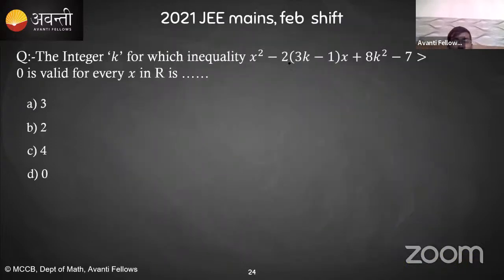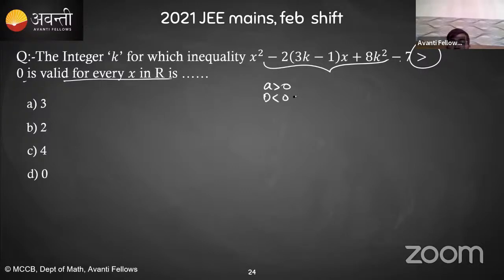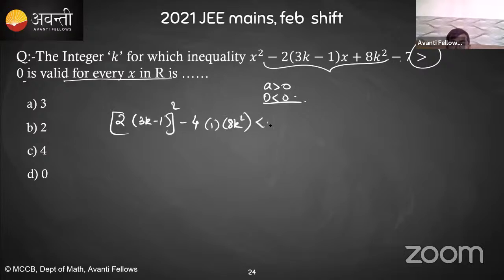The integer k for which the inequality is valid for every x in R is asked. So we know it has been given to us that a quadratic expression should always be greater than 0. When is this possible? This will happen when a is positive and D is negative. So for D negative, we will check the conditions. D is b square minus 4ac, so 2 into 3k minus 1 whole square minus 4 into a into c should be negative.